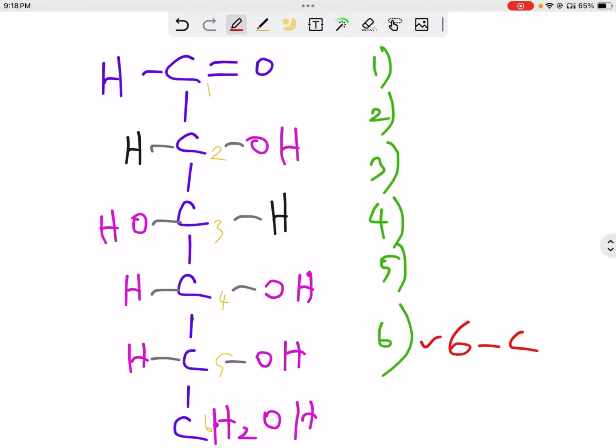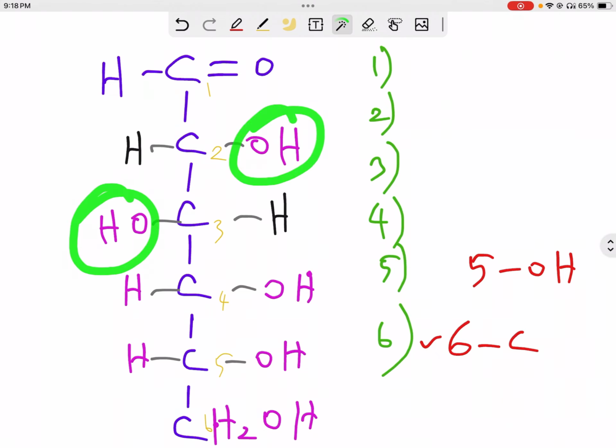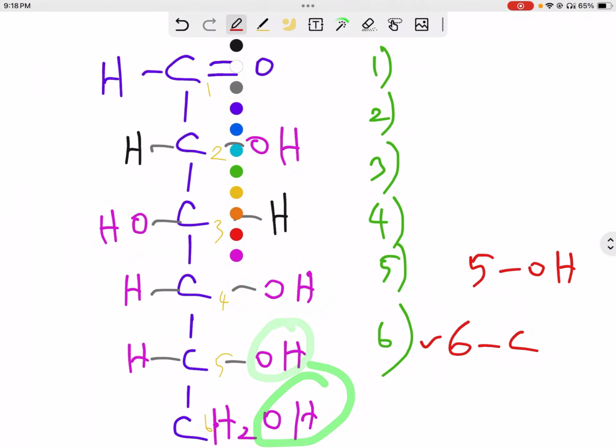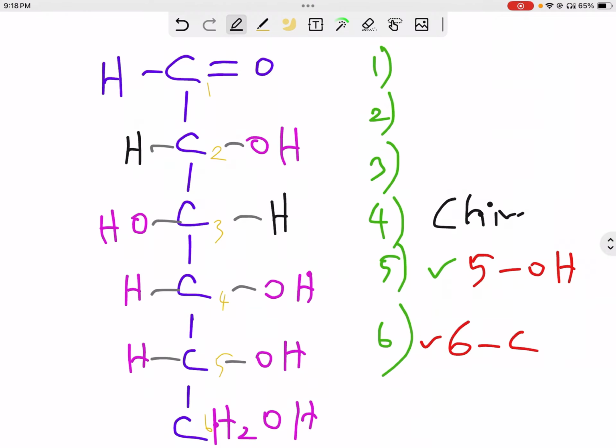Fifth thing is it has 5 hydroxy groups. You could see 1 2 3 4 5. So 5 hydroxy groups are there, so that is also done. 4. What is for 4? You have 4 chiral carbons.